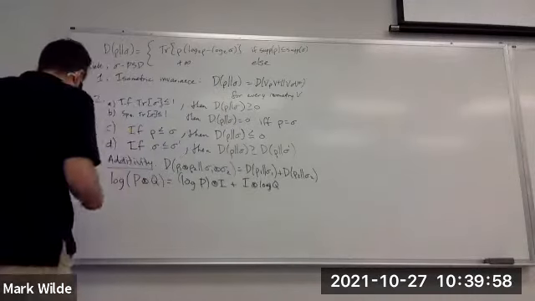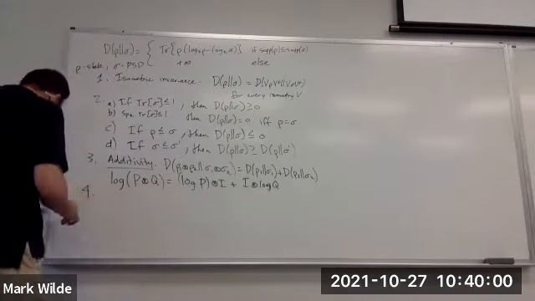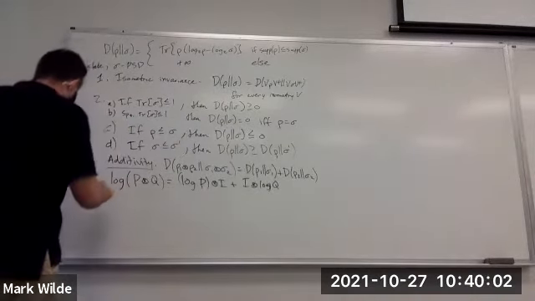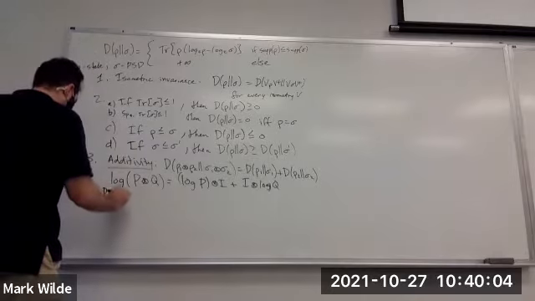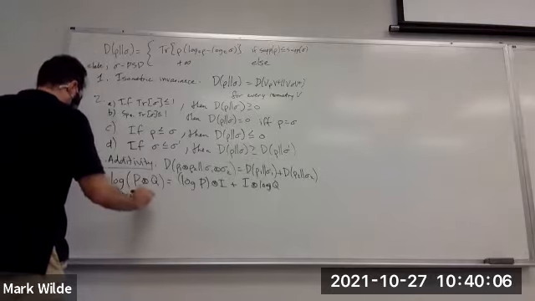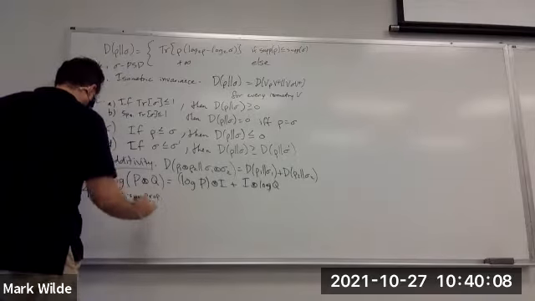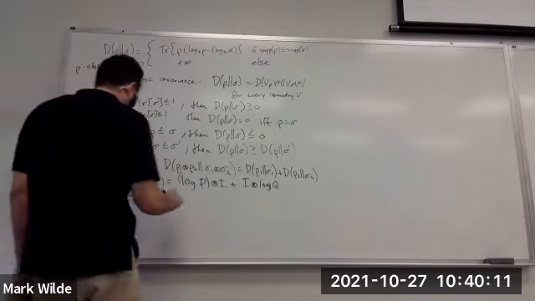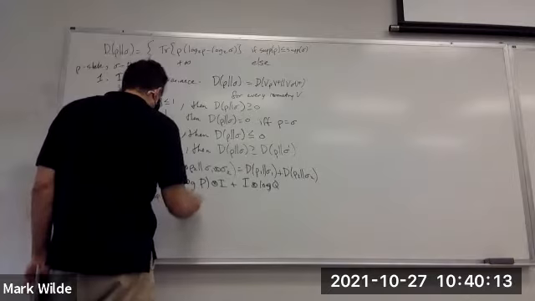All right. The final property I want to show you is what we call the direct sum property. Suppose you have classical quantum states, rho xa.